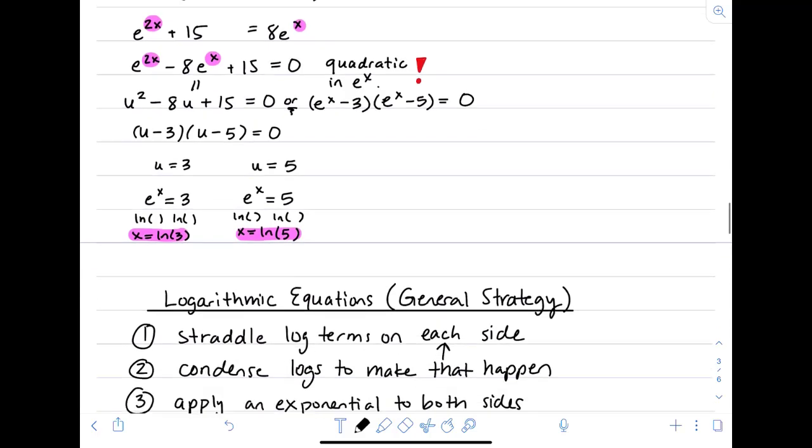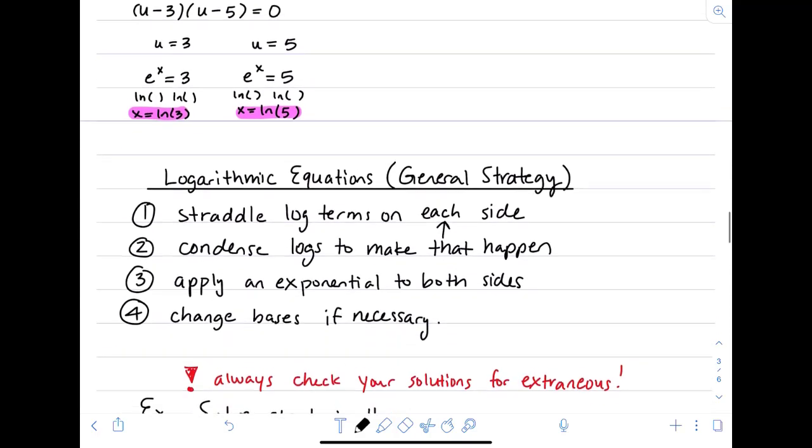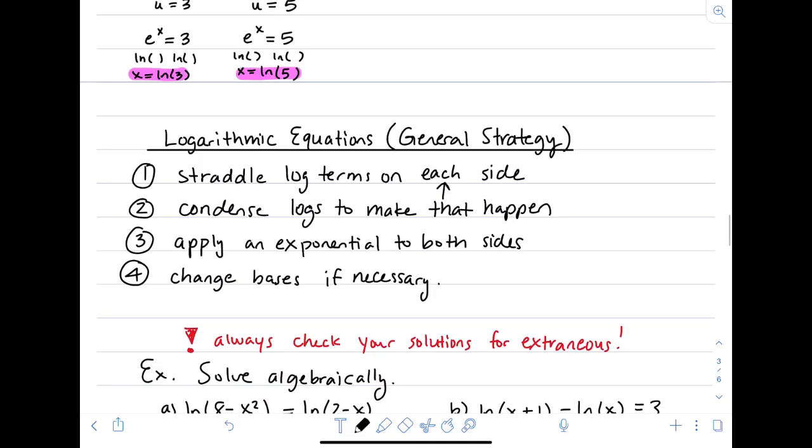So let's move on to logarithmic equations. Okay, again, we have a menu. View this as a menu of options. Not all of these things are going to work for all the equations. It's going to be kind of a see what works for each equation.